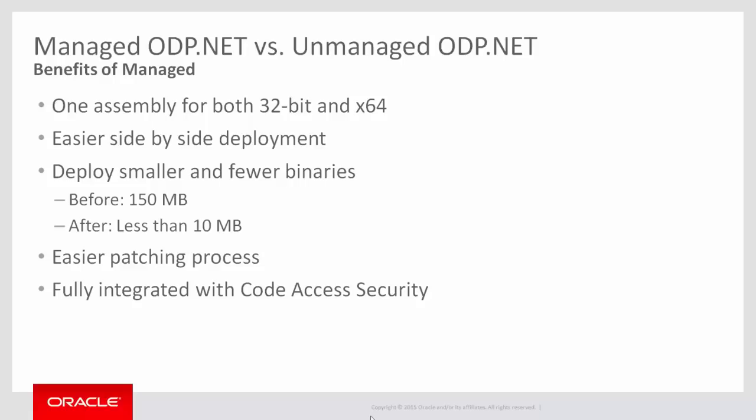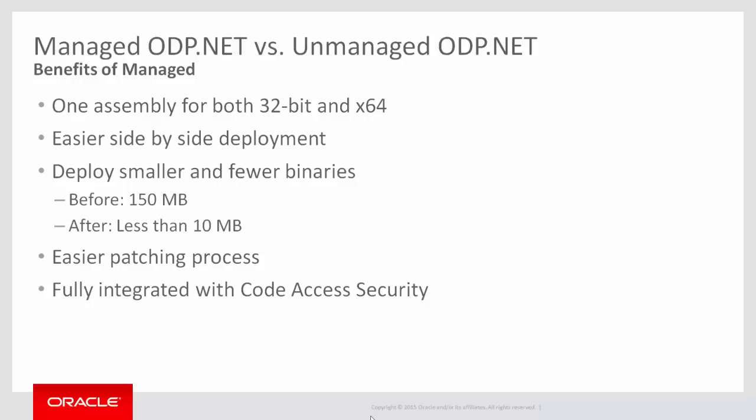Let's talk a bit about differences between managed ODP and unmanaged ODP. What are the benefits of managed ODP? Why did we introduce this new driver? Well, if you are using both 32-bit .NET Framework and 64-bit .NET Framework, it's easier to deploy just one assembly that works with all of them. That way you don't need to keep track of whether you're using the 32-bit client or the 64-bit client for ODP.NET. You just deploy Oracle.ManagedDataAccess.dll. Works for both. Great.